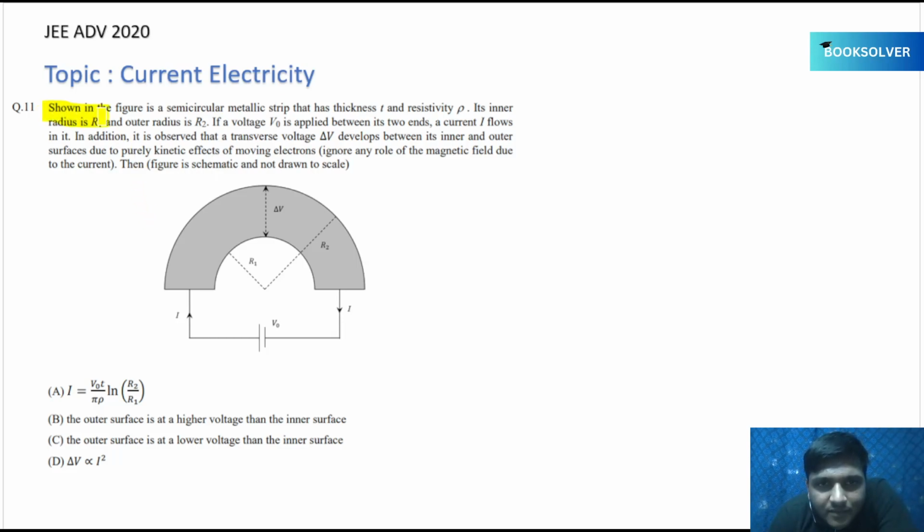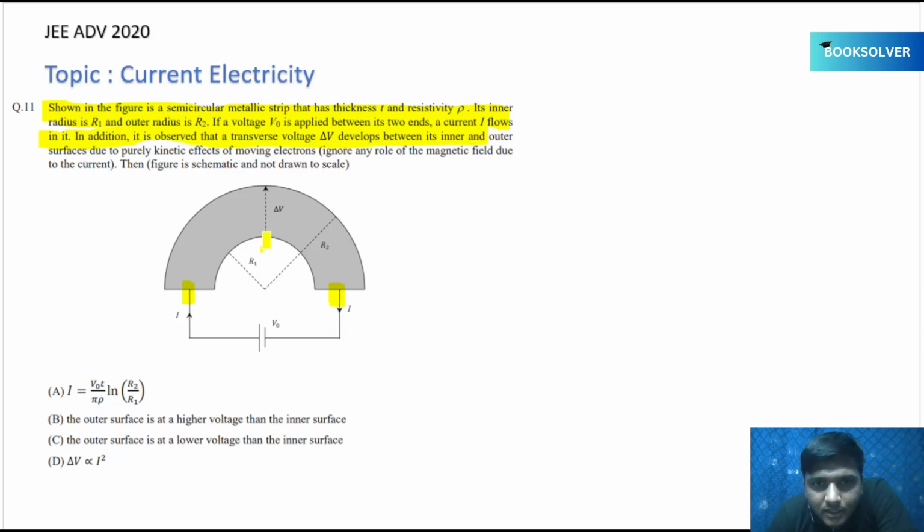It says that we are given a semicircular metallic strip which has thickness T and resistivity rho. Its inner radius is given as R1, outer is R2. If the voltage V0 is applied between two ends, they are talking about these ends, and in addition to it, we observe the transverse voltage.